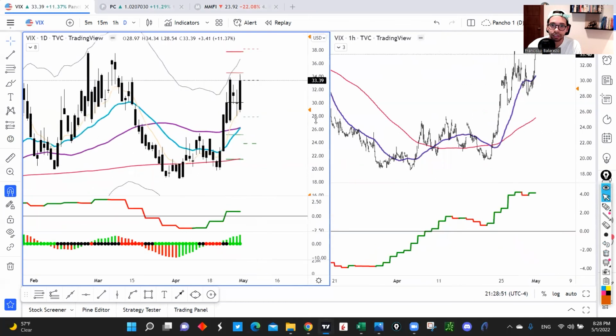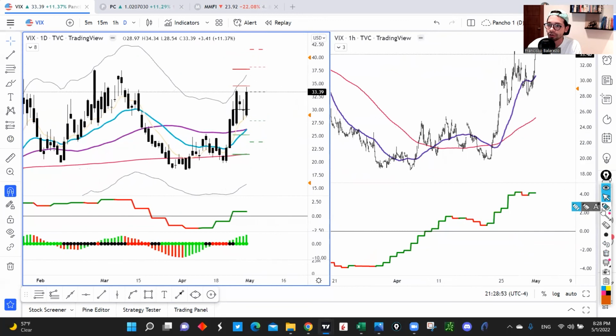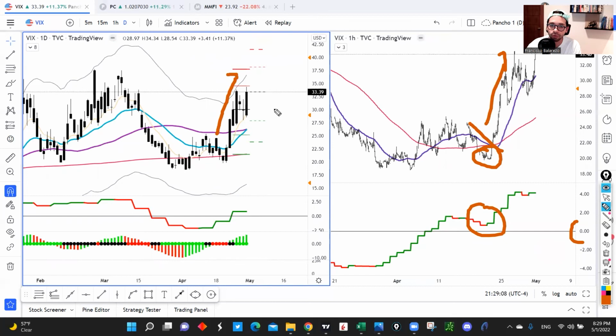And then finally, let's take a quick look at the VIX. And you can see the VIX, it was basically the opposite from the indexes. You can see that price was below that 50, but the MOXY indicator was above the zero level, which means that we have a bullish trampoline move. And that's exactly what happened. We had a really strong move to the upside.